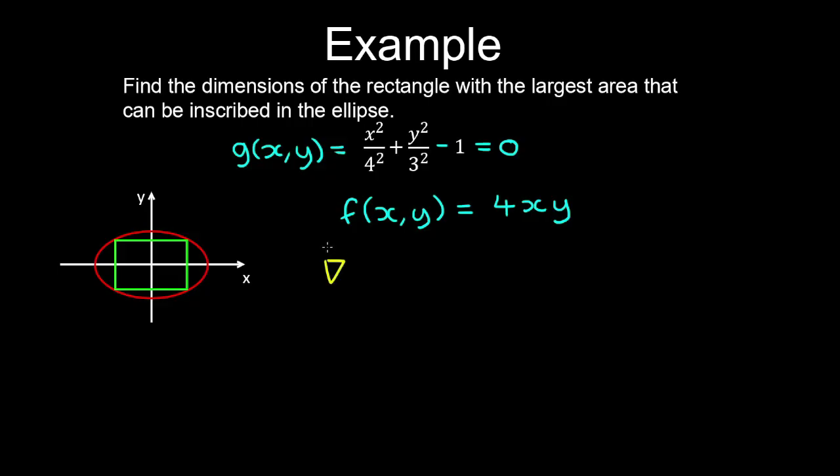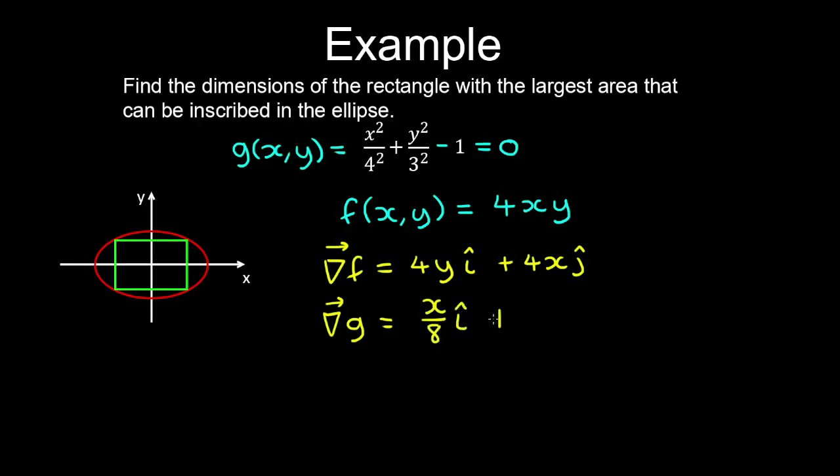And now we find the gradient of f, which is 4y in the i direction, plus 4x in the j direction. And the gradient of g is 2x on 16, or x on 8, in the i direction, plus 2y on 9 in the j direction.